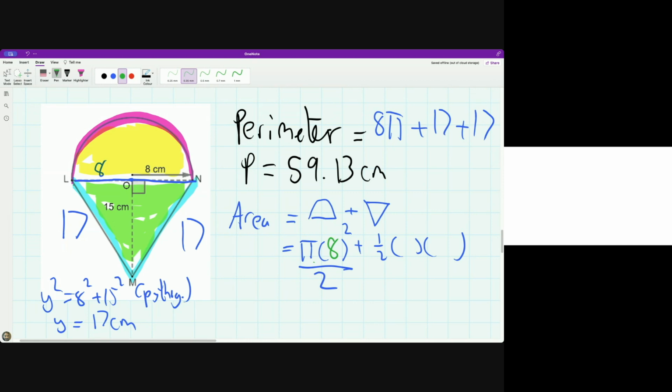And then for the triangle, it's a half base, but the base is going to be this whole thing here. And the height, and this is what I was talking to Callan about now, the height is going to be this thing over here, which is 15. So I've got half a circle plus a triangle. What are we going to get for our final area of the ice cream cone here?